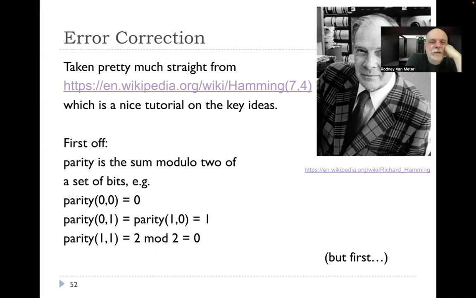The only thing you really need to know before we get started here is, remember, parity is the sum modulo 2 of a set of bits. So the parity of 0 and 0 is 0, the parity of 0 and 1 equals the parity of 1 and 0 equals 1, and the parity of 1 and 1 equals 2 mod 2, which equals 0.